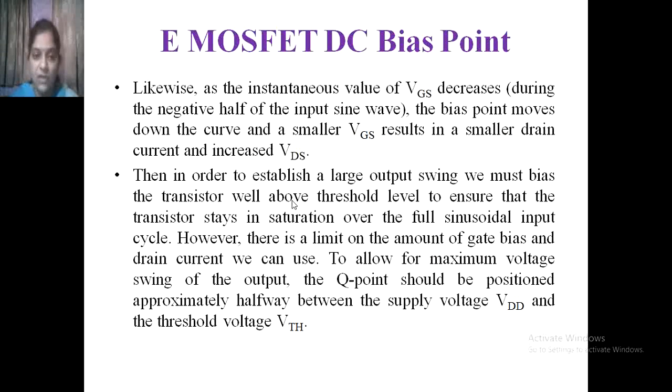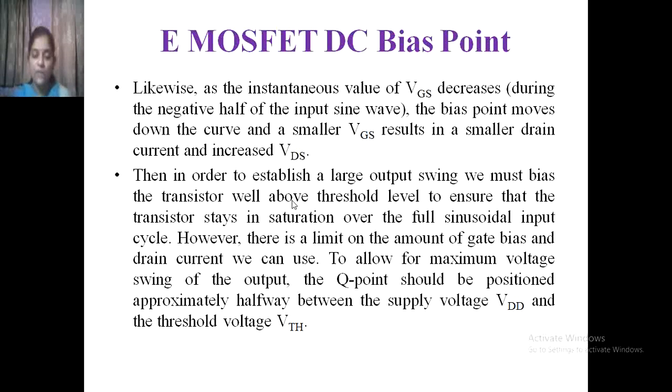Likewise, as the instantaneous value of VGS decreases, that is during the negative half of the input sine wave, the bias point moves down the curve and a smaller VGS results in a smaller drain current and increased VDS. Then, in order to establish a large output swing, we must bias the transistor well above the threshold level to ensure that the transistor stays in saturation over the full sinusoidal input cycle.